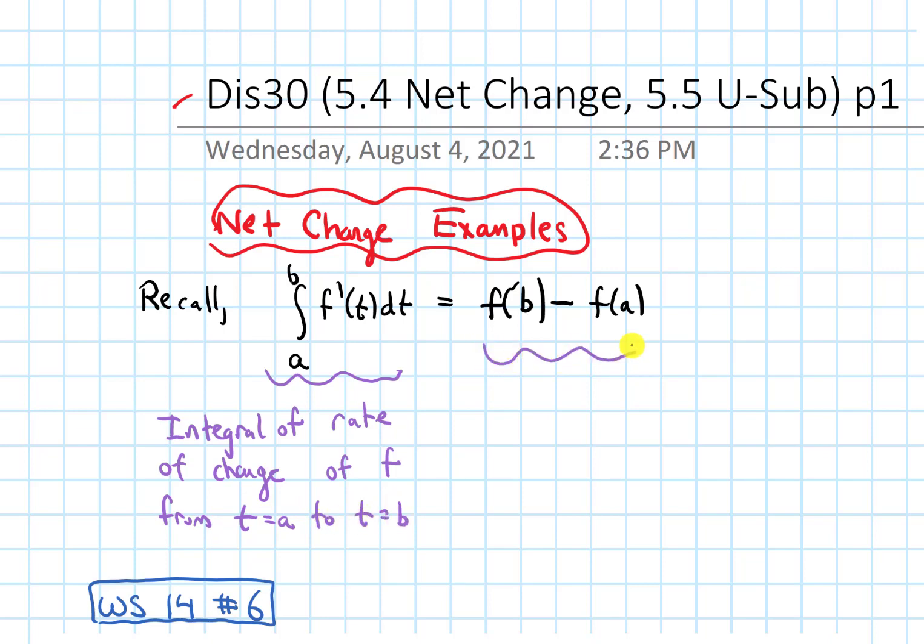The right-hand side is looking at that quantity f, plugging in the time b and the time a and subtracting. And that tells me the net change in the quantity f from t equals a to t equals b. So when we take an integral of a rate of change function, that equals the net change in that quantity over whatever our time interval was.